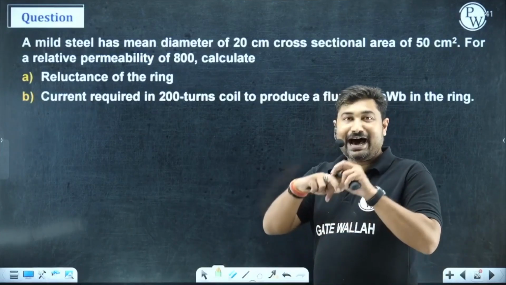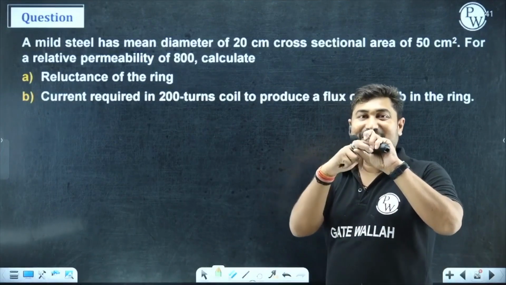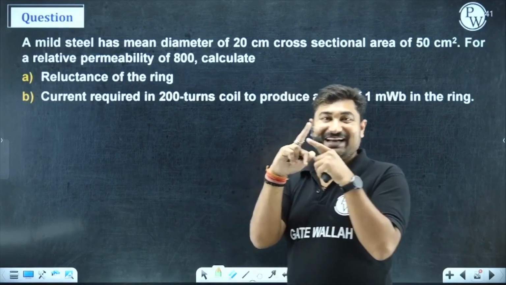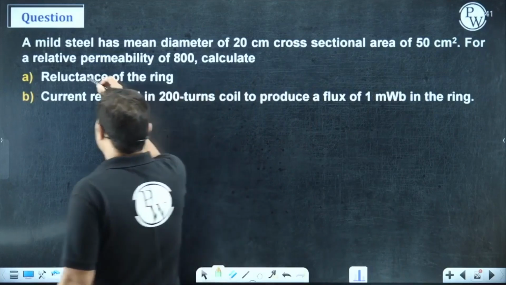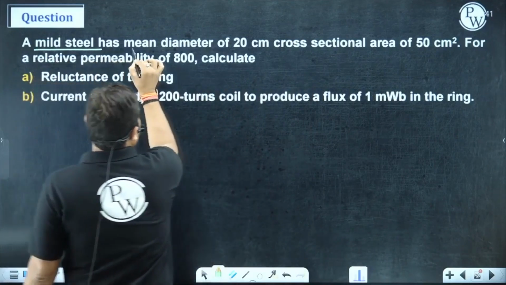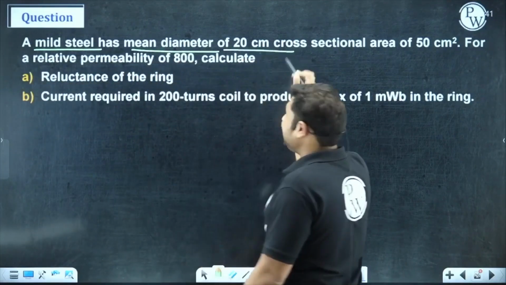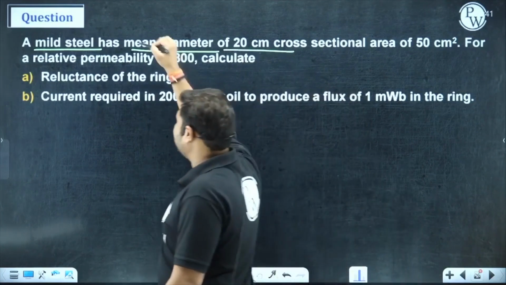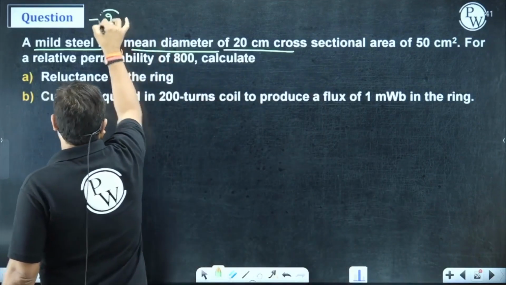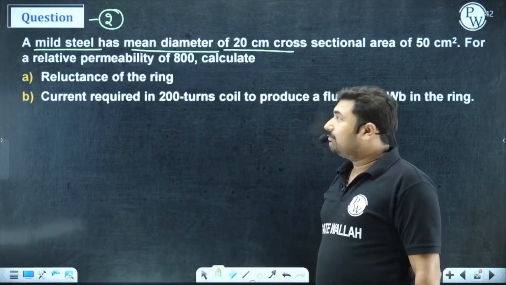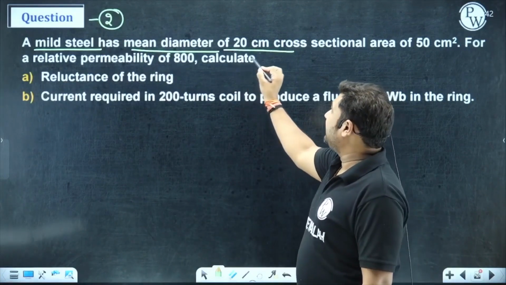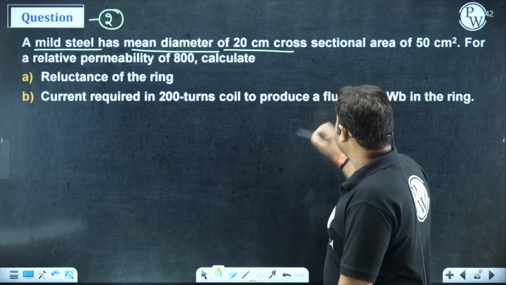We have one iron ring that I am holding in my finger. This iron ring is of mild steel and the mean diameter is 20 centimeter. This is your second question. We have an iron ring, mild steel ring, and mean diameter is 20 centimeter.